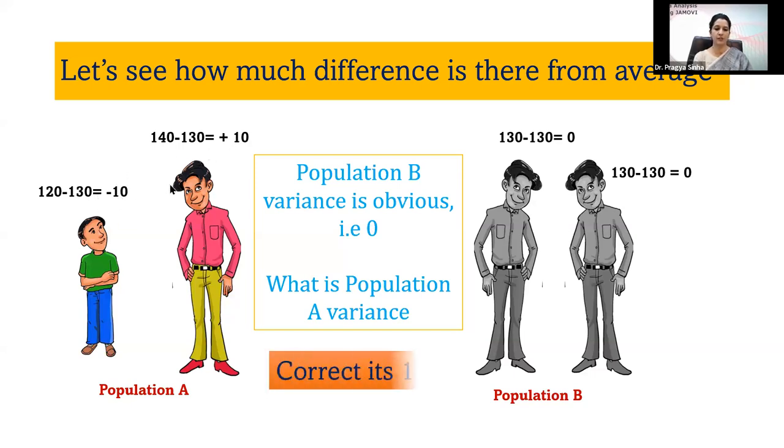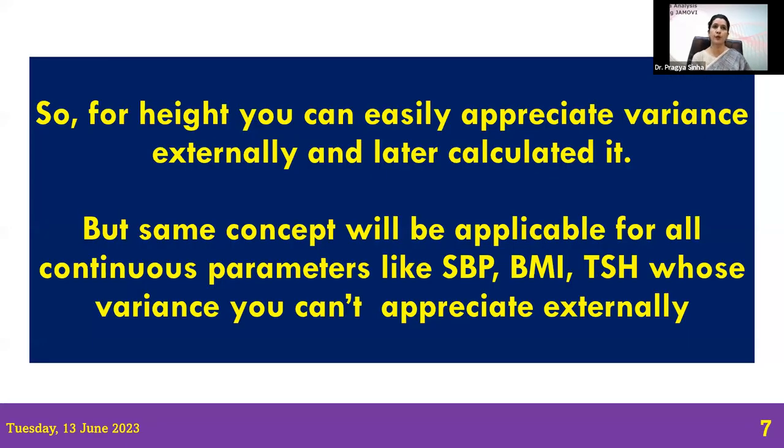So the variance of population A will be 100, whereas in population B, the variance would be zero, because you can see both individual differences are zero. That's why overall variance will be zero. So for height, we can easily see the variance because we can see the height externally.